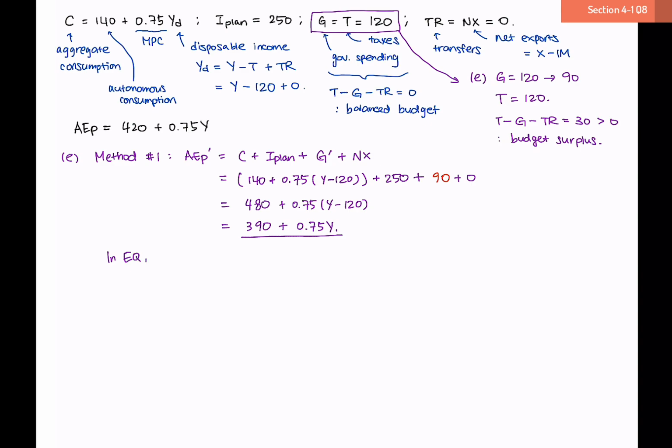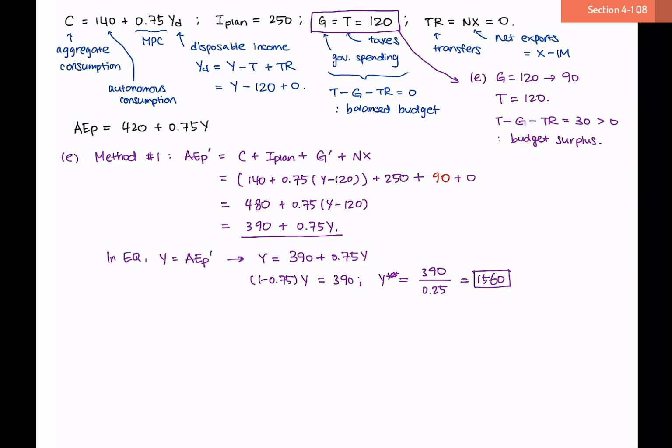The equilibrium condition is still the same. We know that in equilibrium, our output still needs to equal our planned aggregate expenditures, except now we have a slightly different expenditure function. So our y now has to equal 390 plus 0.75y. We'll still solve it for y by subtracting 0.75y from each side and then dividing both sides by 0.25, which gives us 1560 for our new equilibrium output that we'll denote with double stars.